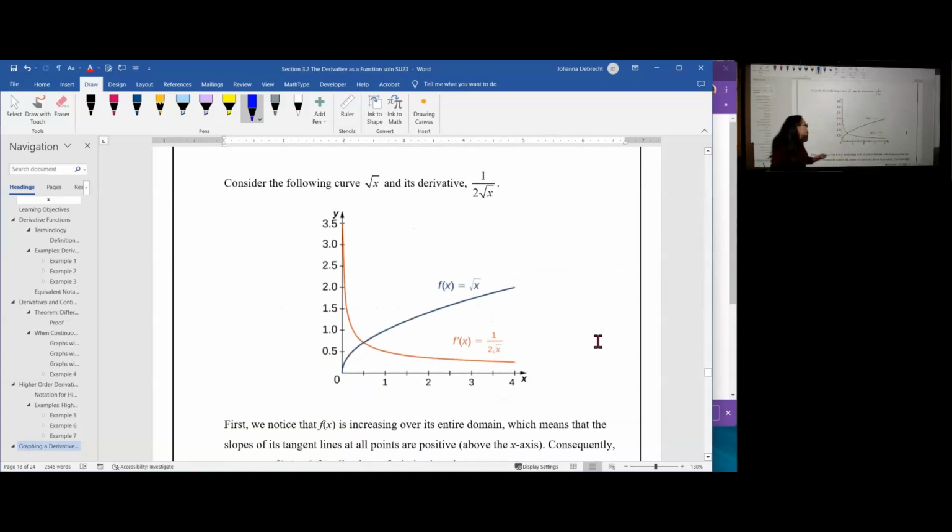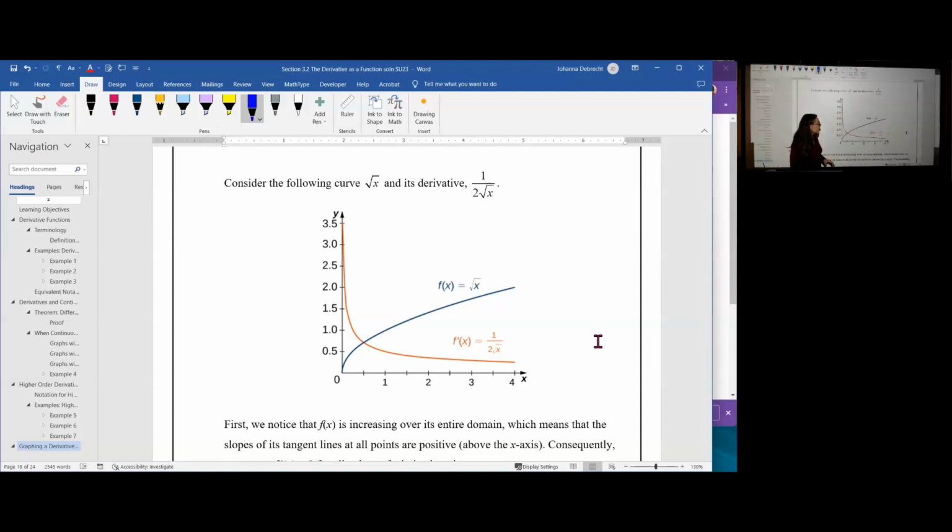We're going to look at the curve, the square root of x, whose derivative is 1 divided by 2 the square root of x. You can see the graph of the original function f in blue as it increases from the origin, rapidly at first, and then slower and slower and slower. It does still increase forever, but the rate of change is lessening as we go to the right.